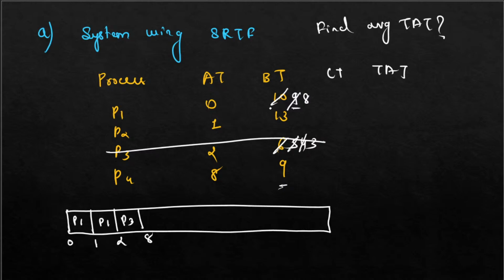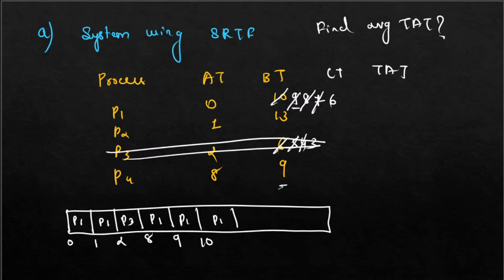Now at 8, only 3 processes are there. So again P1, at 9 it will be 7, at 10 it will be 6, and this will continue because it has the least burst time. So P1 will run from 8 to 16, and this will get finished.